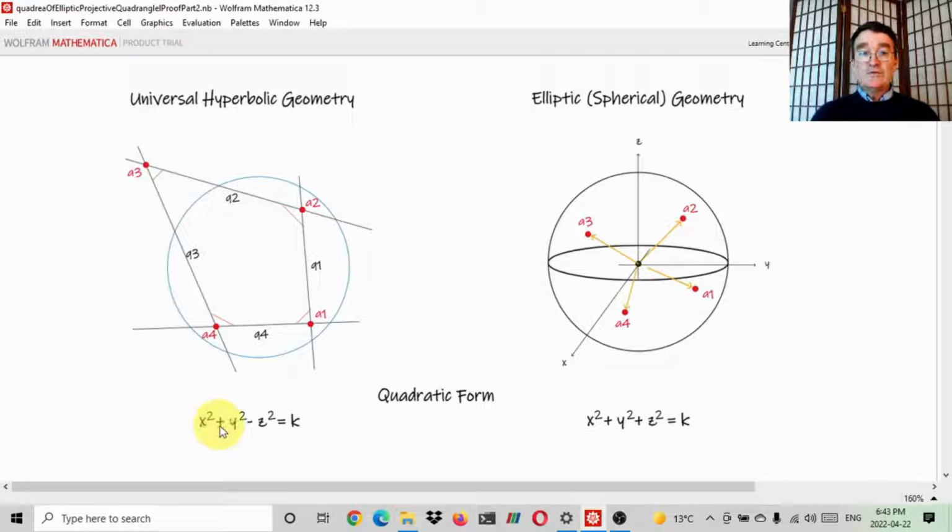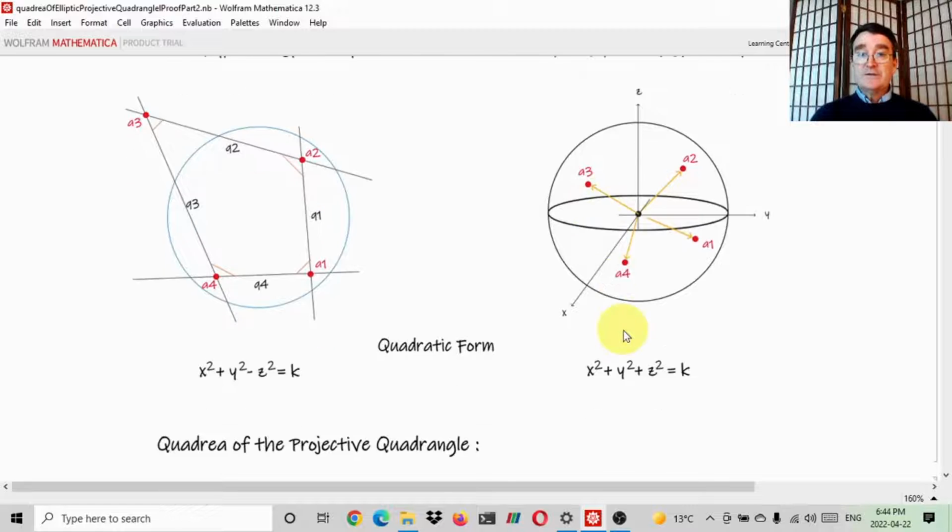And they use this quadratic form, x squared plus y squared minus z squared. In elliptic or spherical geometry, we use this quadratic form, x squared plus y squared plus z squared. There's a plus here. And so the projective points are lines through the origin, and they appear on the surface of the sphere as A1, A2, A3, and A4. And we're interested in the quadria of these four projective points, or the quadria of the quadrangle formed by these four projective points.